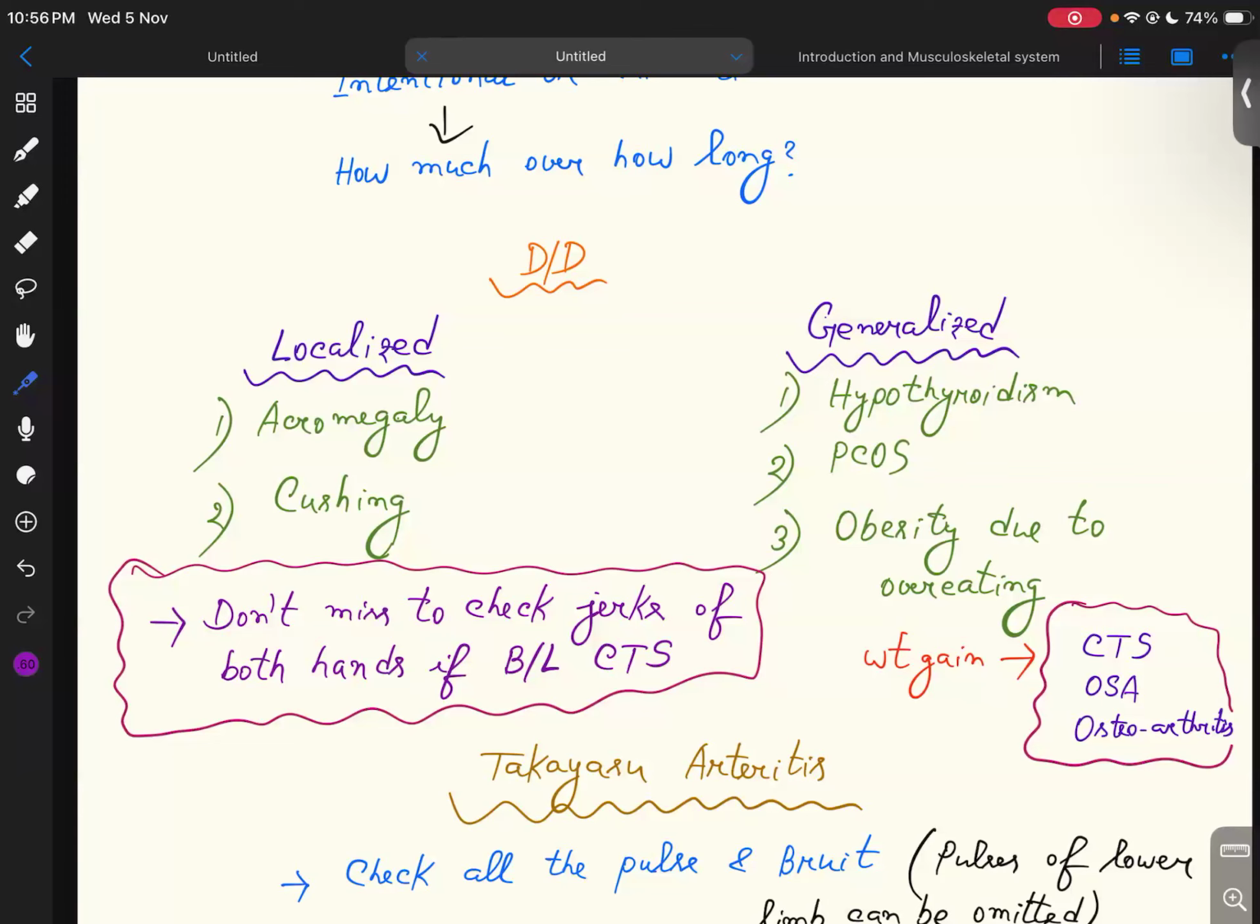So whenever any bilateral carpal tunnel syndrome comes in the exam, never forget to check the reflexes of both upper limbs. This is to rule out bilateral cervical compressive myelopathy.